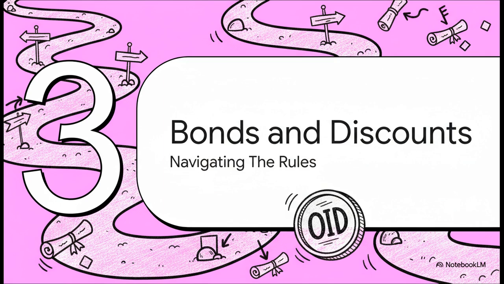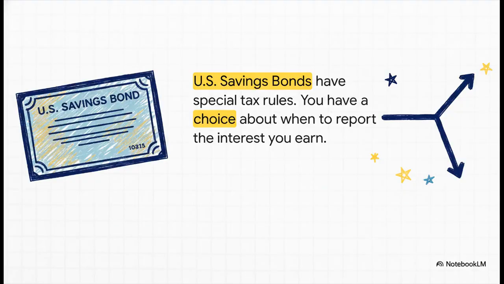Okay, every good journey has a few tricky sections. So now we're going to navigate some of the more specific rules about bonds, and we'll touch on a concept called original issue discount, or OID. Let's begin with something a lot of people have: U.S. savings bonds. Now, these are a little different from, say, a regular savings account because you actually get a choice about when and how you report the interest you earn on them.